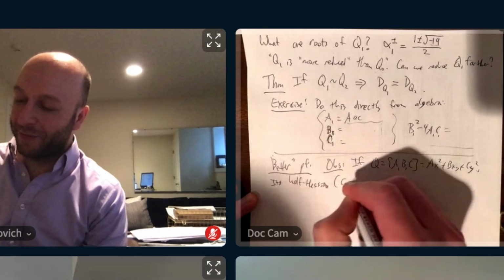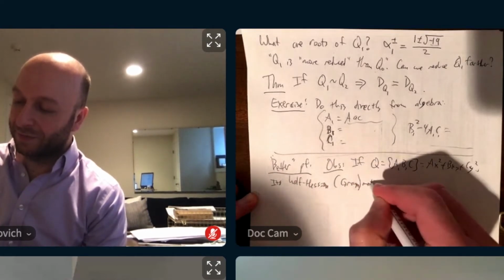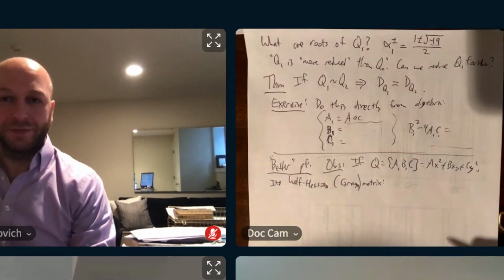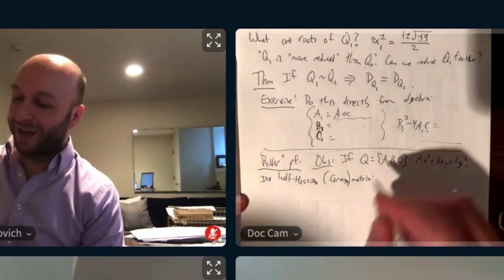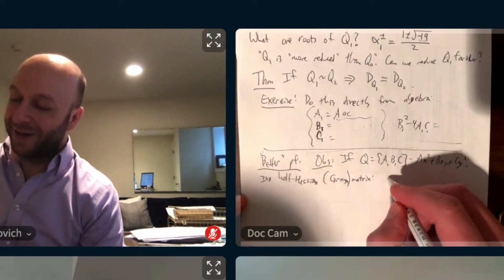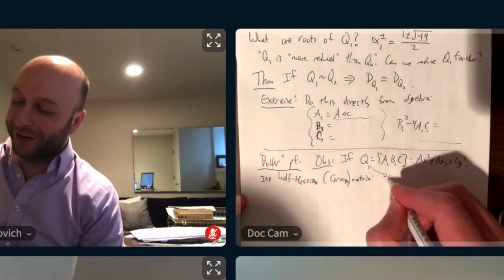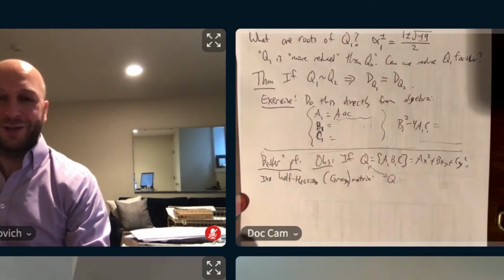Most people call this a Gram matrix. Gram matrix. What do I mean by a half-Hessian? Well, what's the Hessian? In general, if you have a function of two variables, say, the Hessian matrix, what people do often is they just abuse notation and give it the same letter. Will you guys be bothered if I give the same letter to a quadratic form as a matrix corresponding to that quadratic form? You'll allow me to abuse notation?